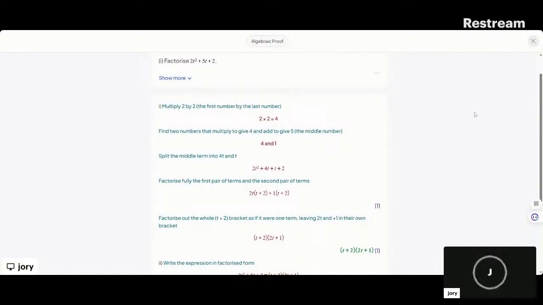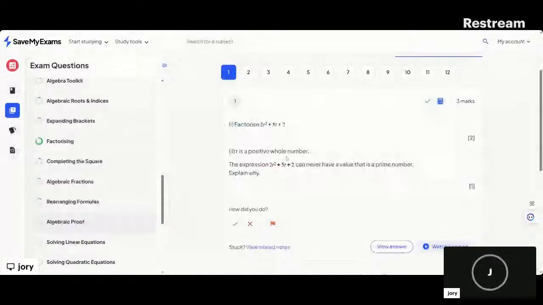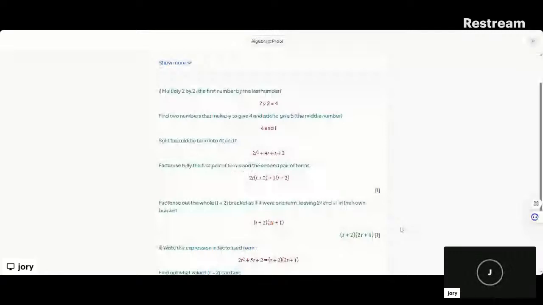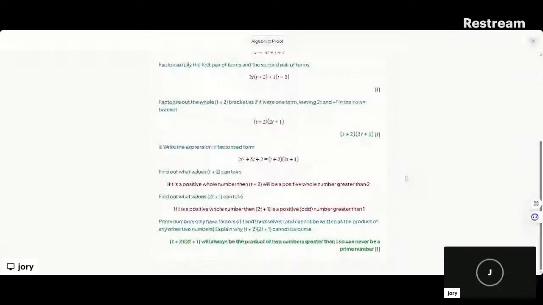And then, okay. So I have to do the steps I learned in old school. But they're just like so long. Well, this one's not long. It's fine. t is a positive whole number. The expression can never have a value that is a prime number. Explain why. Because you add 2 at the end. You multiply by 2. t squared, because you multiply t by other values. So they're gonna be... What?